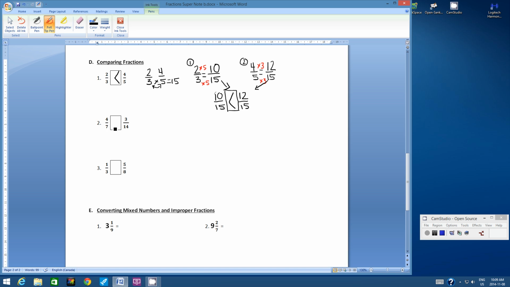All right, so example 2, we have 4 over 7 and 3 over 14. So let's rewrite our fractions here: 4 over 7 and 3 over 14.